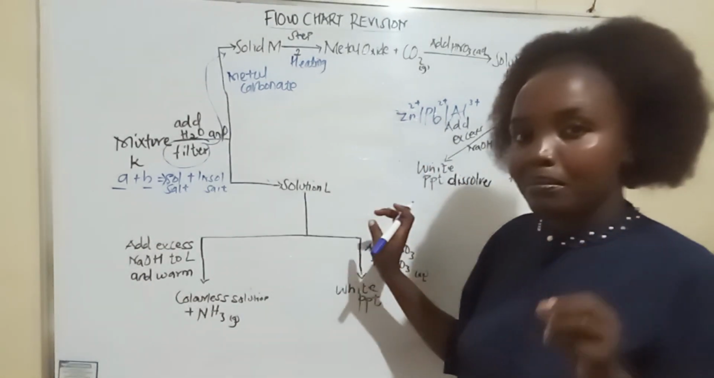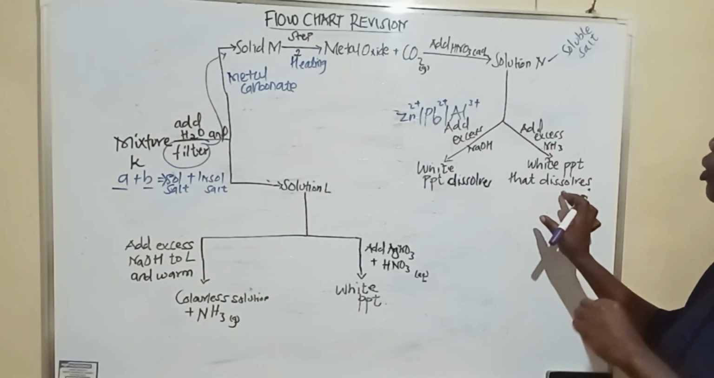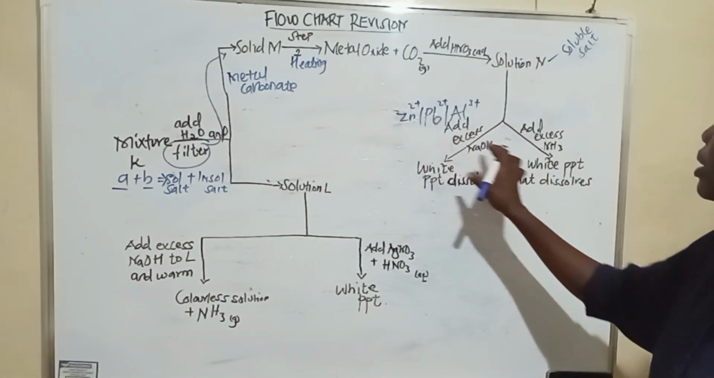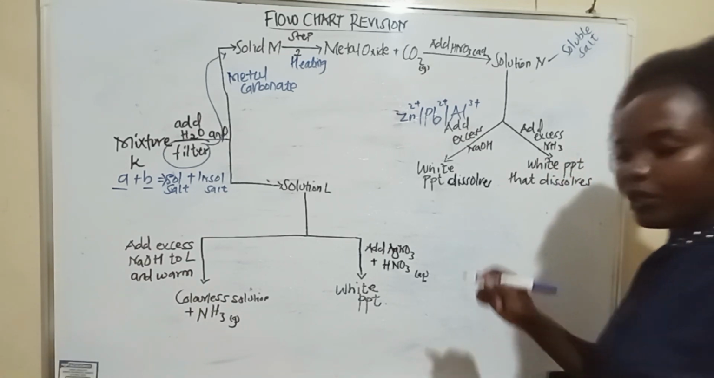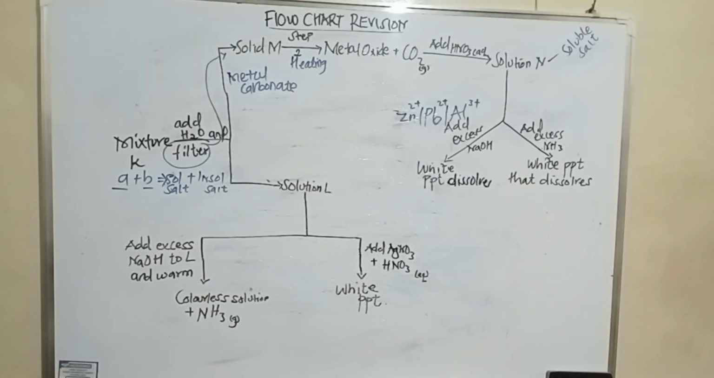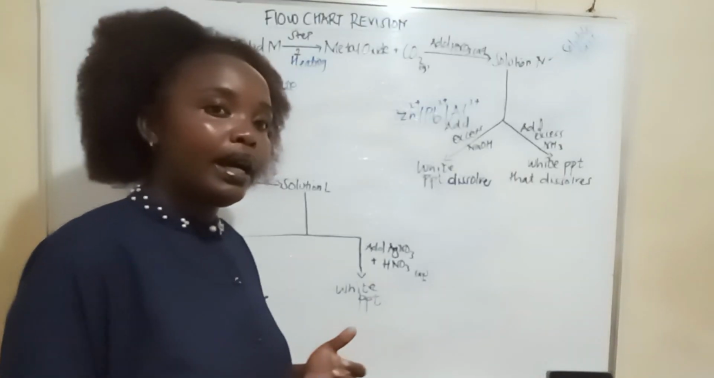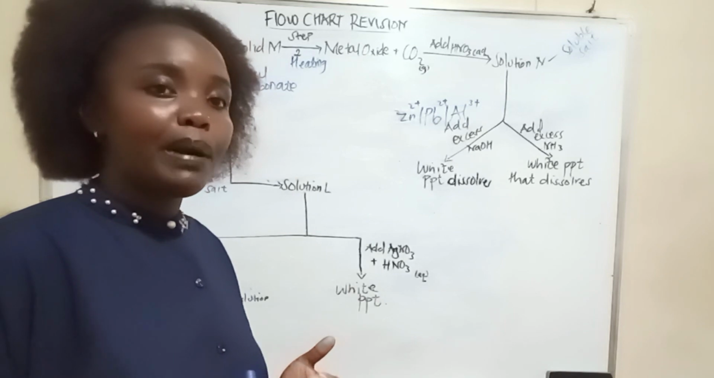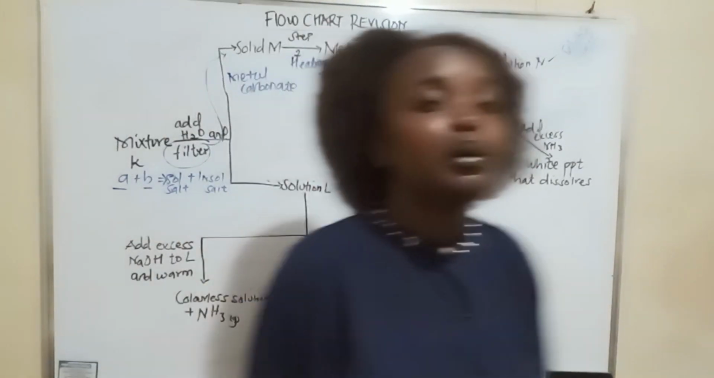Now we come again and check which ions are going to dissolve in excess ammonia. The ions that dissolve in ammonia solution, in excess ammonia, there are only two. The first one is zinc ions, and the other is copper 2 ions. So here we are saying we either have zinc or copper.